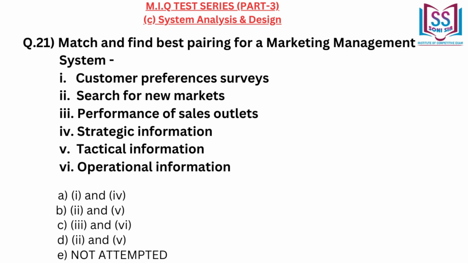Match and find best pairing for a marketing management system. 1. Customer preferences surveys. 2. Search for new markets. 3. Performance of sales outlets. 4. Strategic information. 5. Tactical information. 6. Operational information. A. 1 and 4. B. 2 and 5. C. 3 and 6. D. 2 and 5.